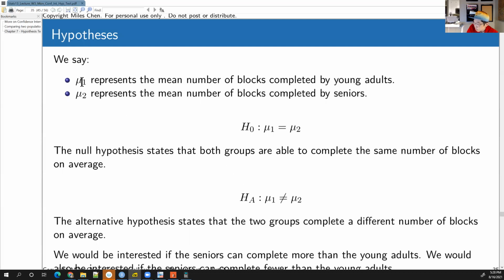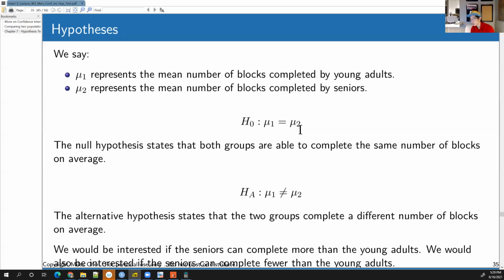Okay. So we're going to say mu1 represents the mean number of blocks completed by young adults. Mu2 is going to represent the mean number of blocks completed by the seniors. So our null hypothesis, again, always has an equal sign. And it's going to state that the two groups have the same population mean, that mu1 is equal to mu2. That's what our null hypothesis states. Okay. The alternative is going to be that the two groups have a different mean. Mu1 is not equal to mu2. That's going to be the alternative.